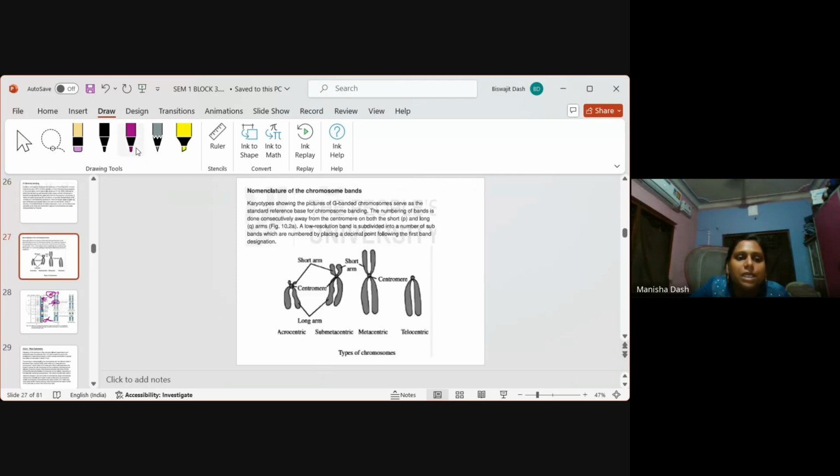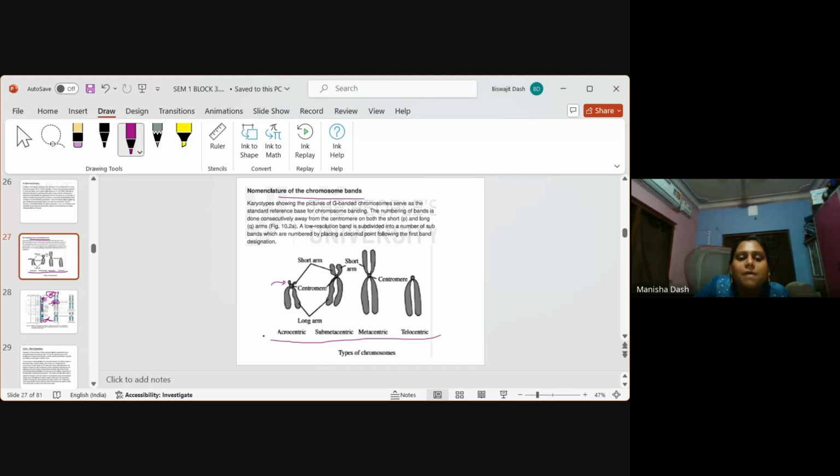Now coming to the nomenclature of the chromosome bands. So how will we identify whether there is some problem in the chromosome or not? Before that, we should know how the structure of the chromosome is described. We can have four different types of chromosome based on their structure, or more accurately, based on the position of the centromere. In the first case, you can see the centromere is present over here, and the two sides of the chromosome are very unequal. These are called the arms of the chromosome.